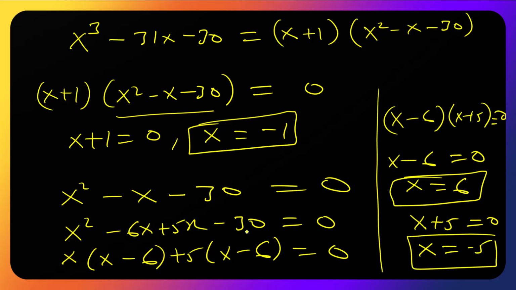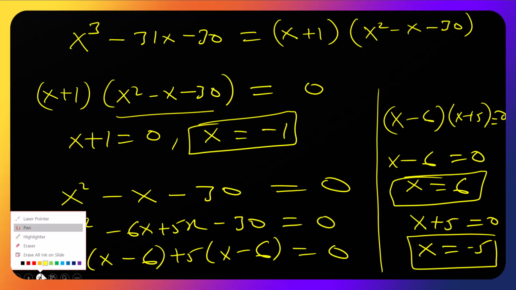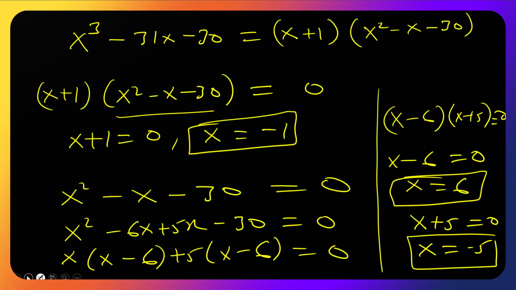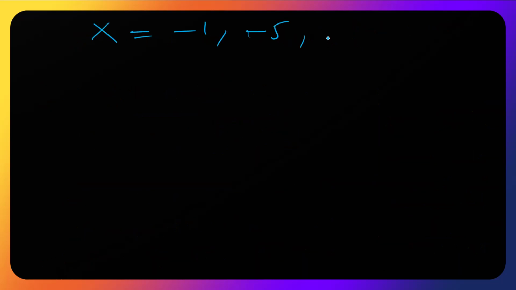Okay, so the three solutions are x equals minus 1 and x equals minus 5 and x equals 6. So we have the three solutions here. All right.